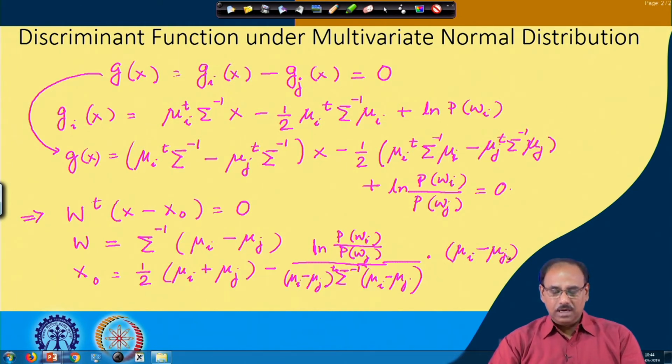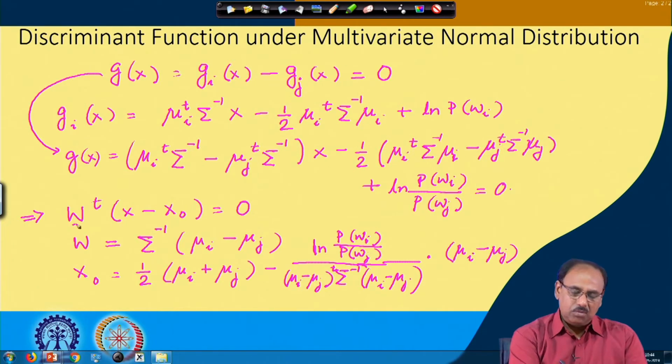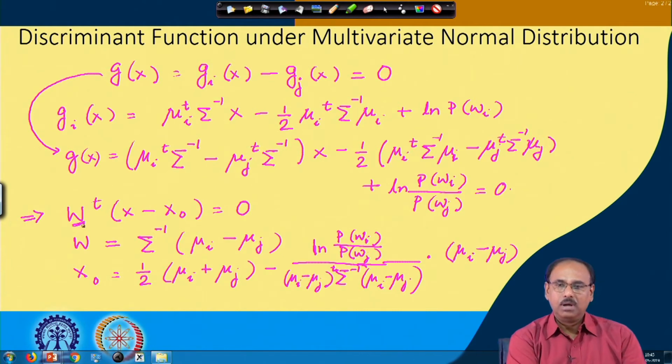But what is the difference? In the previous case, this W was simply mu i minus mu j. That means W was the vector drawn from mu j to mu i. But in this case, W is sigma inverse times (mu i minus mu j). Which means that W is no longer in the direction of the vector from mu i to mu j, but the direction of W depends upon the covariance matrix sigma, because the expression is sigma inverse (mu i minus mu j).